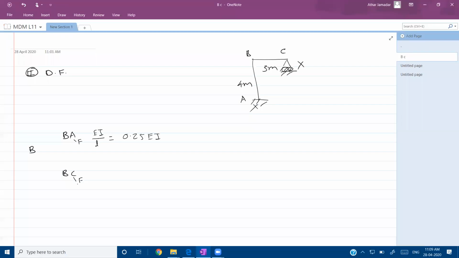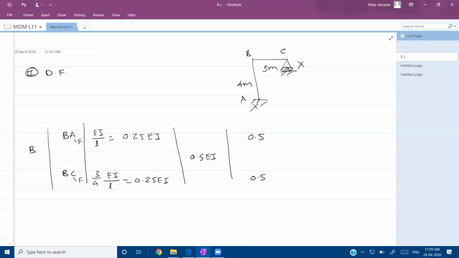Similarly for BC, far support is C, which is of roller type. So K is going to be 3/4 of EI by L. So L is 3. So again 3 and 3 will get cancelled. So 1 by 4, that is again 0.25 times EI. Now summation of these two is going to be 0.5 times EI, and distribution factor for BA is 0.25 divided by 0.5, that is 0.5, and 0.5 for BC. So this is your table for distribution factor.